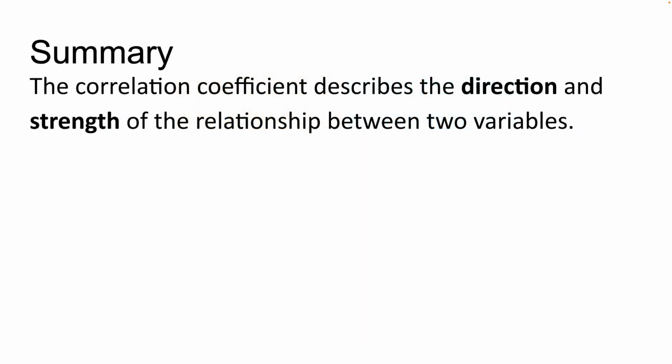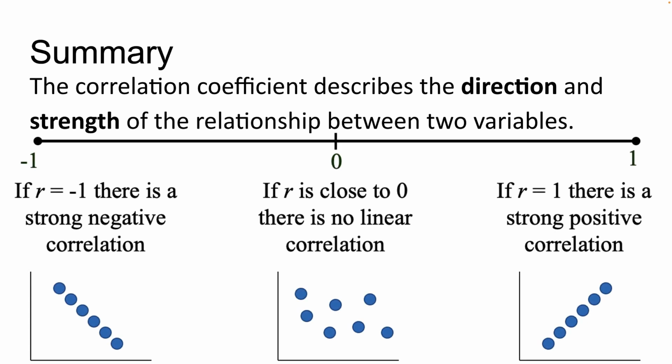Let's summarize. The correlation coefficient describes the direction and strength of the relationship between the 2 variables. Think of R as a timeline from -1 to 1. When R is -1, there is a strong negative correlation. The closer R gets to 0, there is either weak or no linear correlation. But then, as R gets closer to 1, there is a strong positive correlation. We'll take a closer look at R in later videos. This is just to get started.